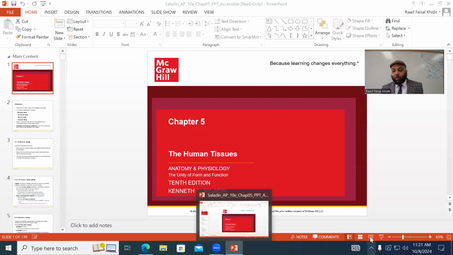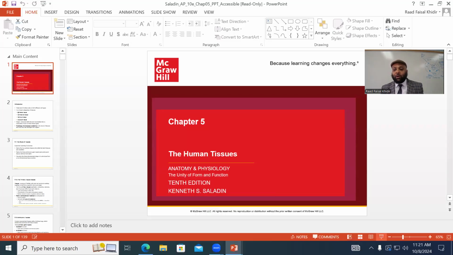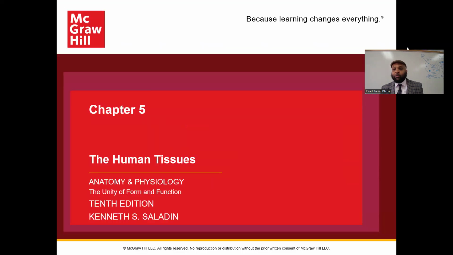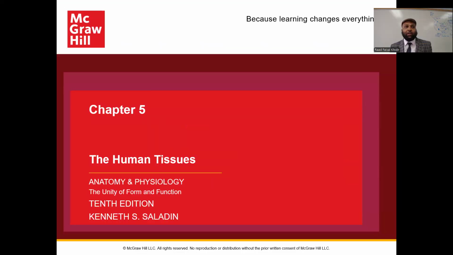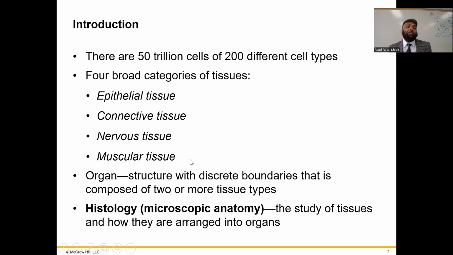Okay, so congratulations. We are over and done with the cell. No more cell. So now we are up into the tissue. So now let's talk about the human tissue. There are 50 trillion cells of 200 different cell types, but they could all be categorized into four different types of tissues, as we mentioned.